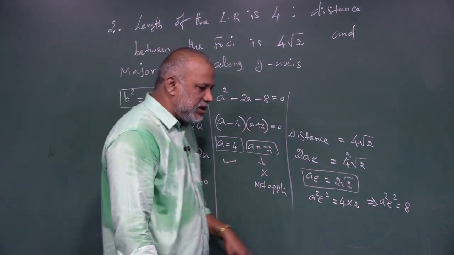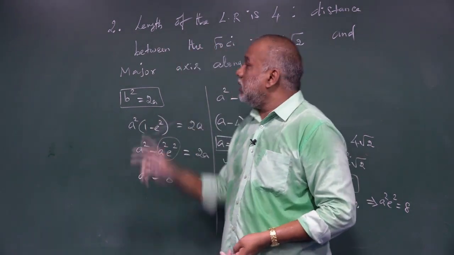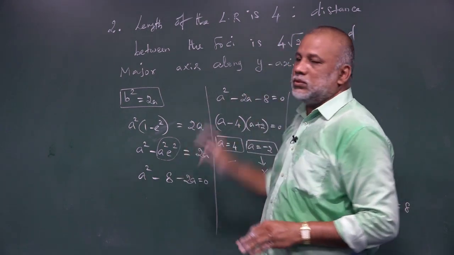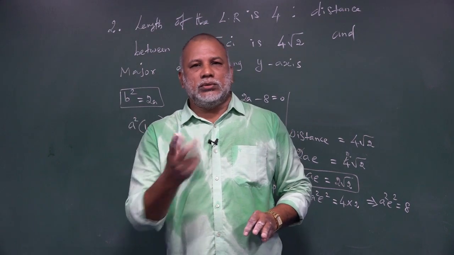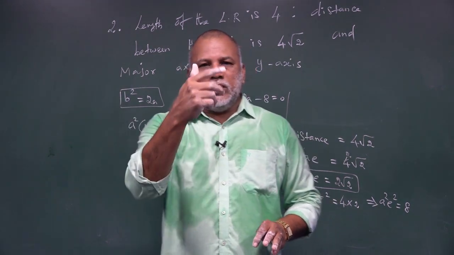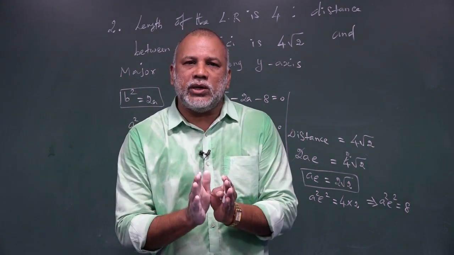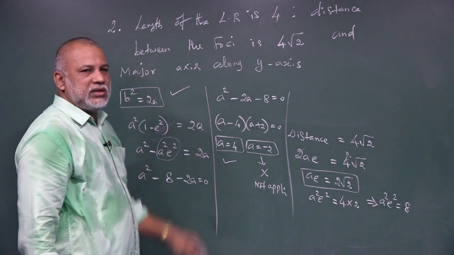Once again, listen to the logic. We are able to work this out from the given data. From the given data, length of the latus rectum equal to 4. So 2B squared by A equal to 4. 2 and 4 will be removed, B squared by A equal to 2. Cross multiplying, we get B squared equal to 2A. That is the first information.